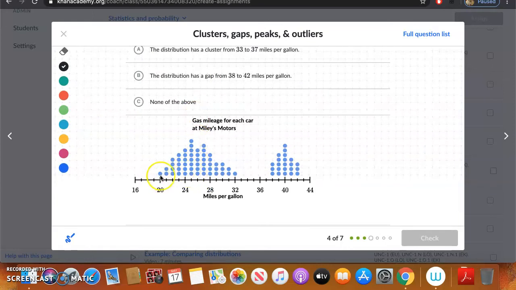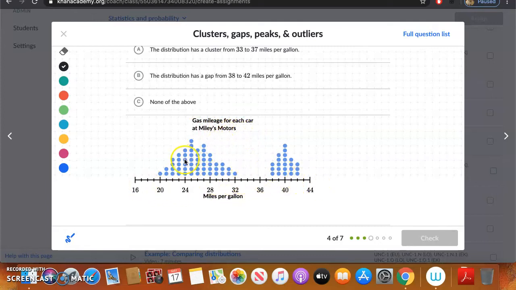Okay. So here, as you can see, from 20, we have our main cluster, right? Main data set from 20 to 32. And even though we have 2 peaks, right? We have a bimodal distribution here. Actually, we have 3. We have these 2, and then we have this one, correct? So this is a trimodal distribution. Okay, but again, the main group seems to be here, although that's a pretty big group in itself. Again, this data represents gas mileage for each car at Miley's Motors, and this is miles per gallon.